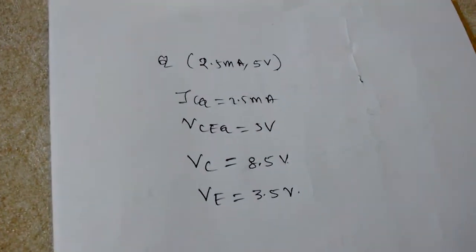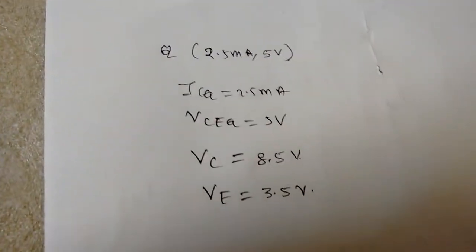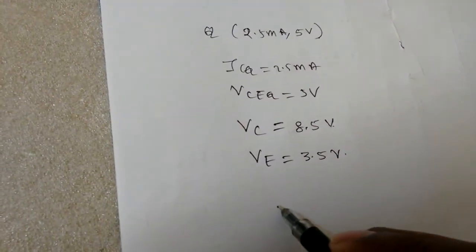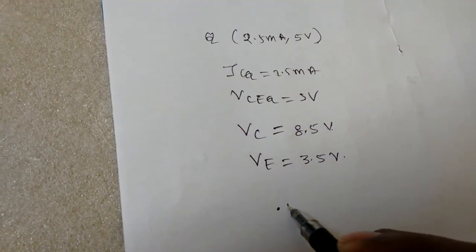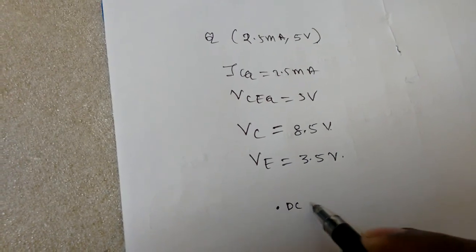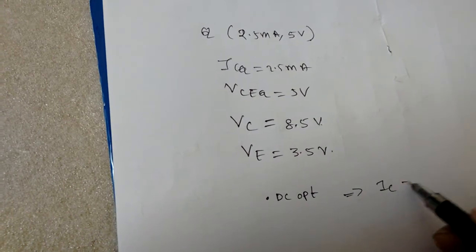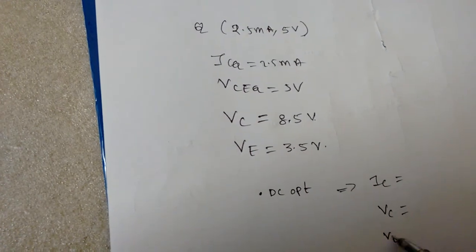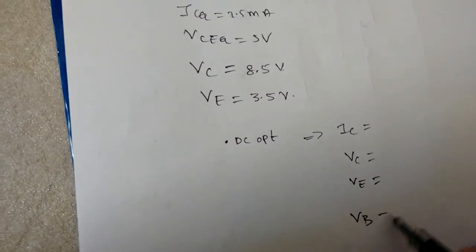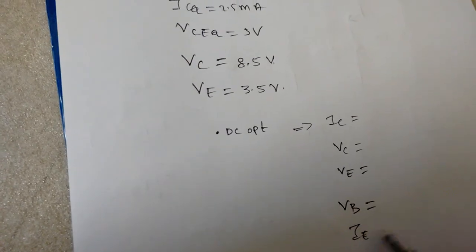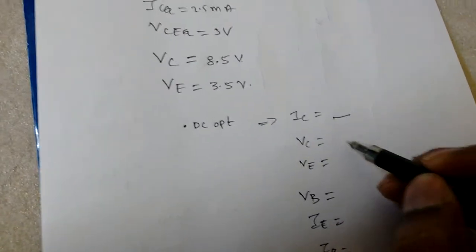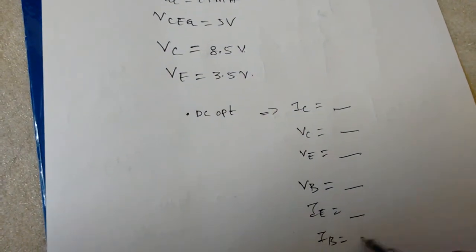So we need to check this DC analysis first. For the DC analysis, no need to go for all DC answers. If you go for dot DC operating point, it will directly show what is the IC value, VC value, VE value, VB value, IE, IB, etc. So we can find them from the DC operating point in simulation.